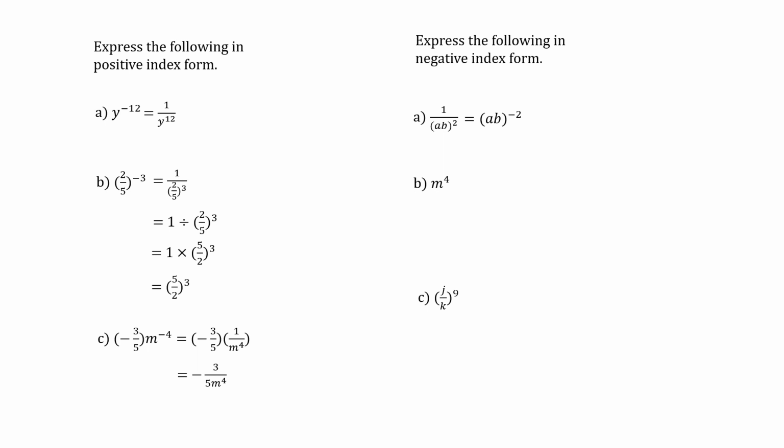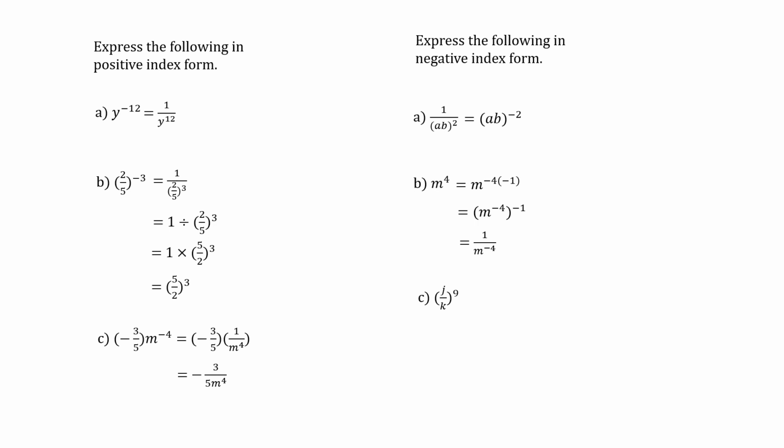So m to the power of 4. Because you need a negative index, negative 4 multiplied with negative 1 is the power 4. So we have this negative value, negative 1, we can write it as 1 over. And this equals 1 over m to the power of negative 4.